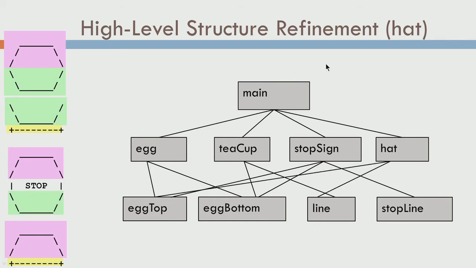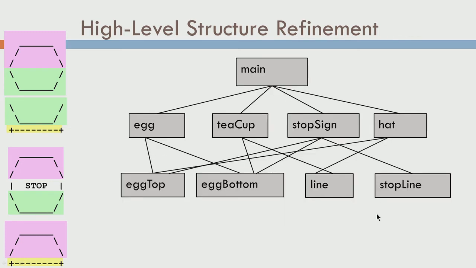So, now if you look at this whole structure, main program requires you to know how to draw an egg, teacup, stop sign and hat, because those are the 4 function calls you are doing. Egg in turn will call egg top and egg bottom in that order, teacup will call egg bottom and line in that order, stop sign will call egg top, stop line and egg bottom in that order, and hat will call egg top and line in that order. So, for writing egg, all you have to do is write egg top and egg bottom and make 2 function calls, but somebody has to still write egg top and egg bottom and line and stop line and so on.